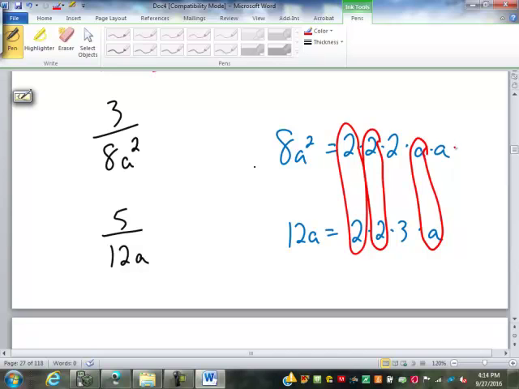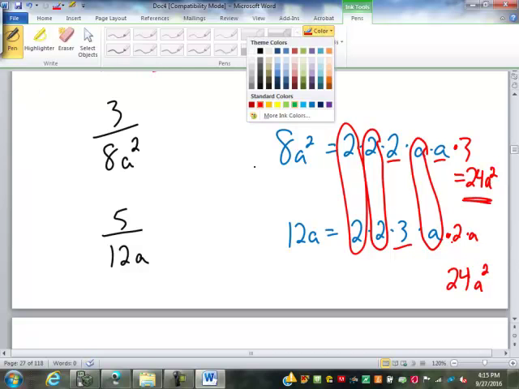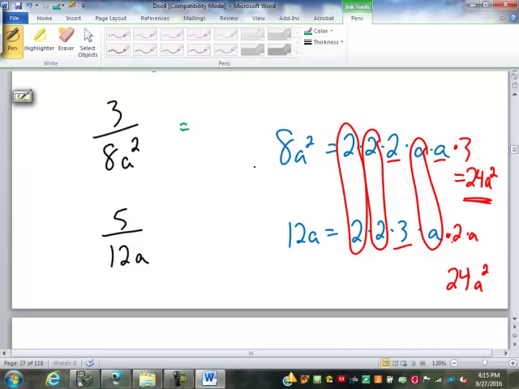What's this top one need? The 3. What's this bottom one need? 2 and an a. So that's 8 times 3 is 24a squared. This is 12 times 2 is 24. A times a is a squared. So my common denominator there is 24a squared.